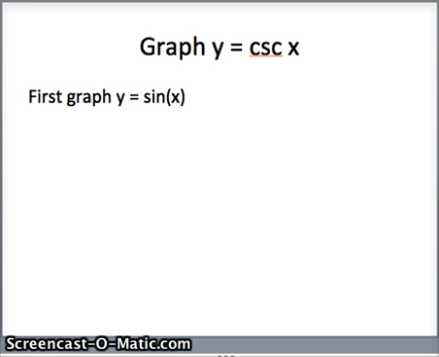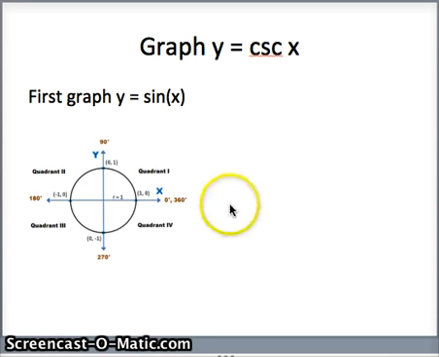Now how do we graph the sine? We remember the unit circle. The sine is the y values. At 0, sine is 0. At pi over 2, the y value is 1, sine is 1. At pi, the y value is 0, sine is 0. At 3 pi over 2, the sine is negative 1. And back at 2 pi, the sine is 0.